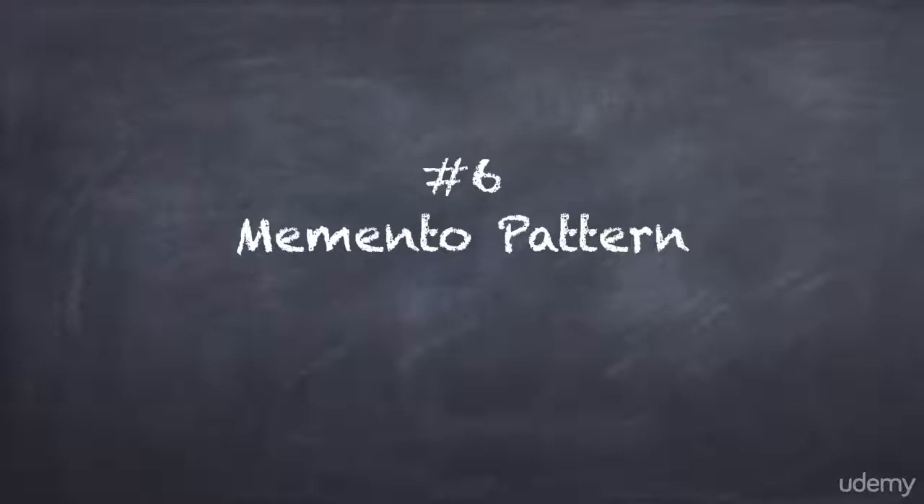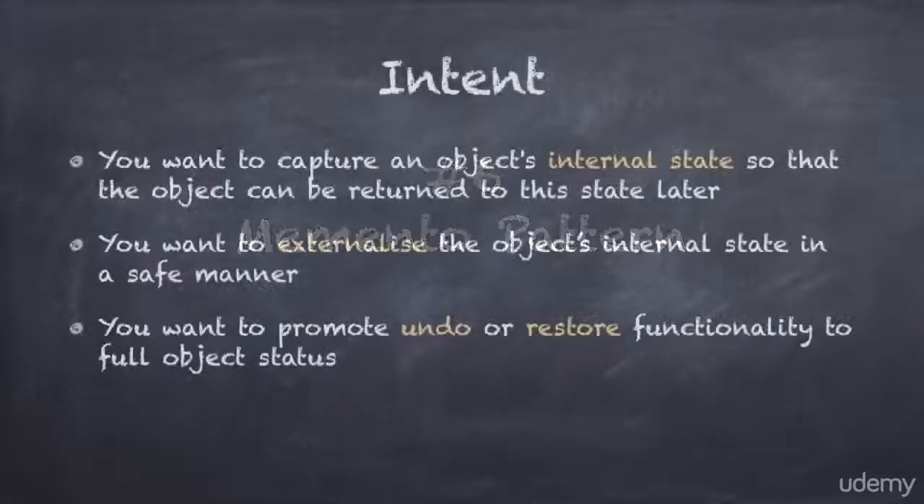I'll start with a quick summary of what we are trying to accomplish with this pattern. The Memento pattern is a good choice when you are trying to accomplish the following. You want to capture an object's internal state, so that the object can be returned to this state later. You want to externalize the object's internal state in a safe manner. You want to promote undo or restore functionality to full object status. Okay, let's go through these points one by one.